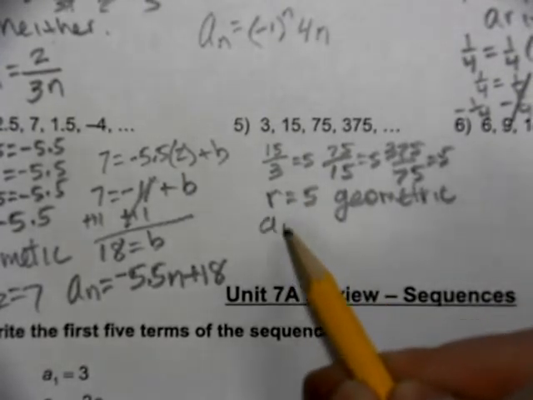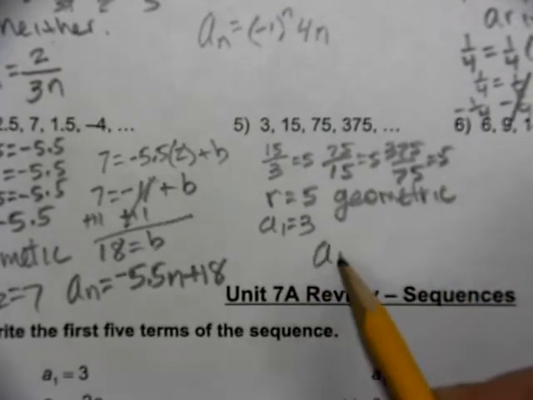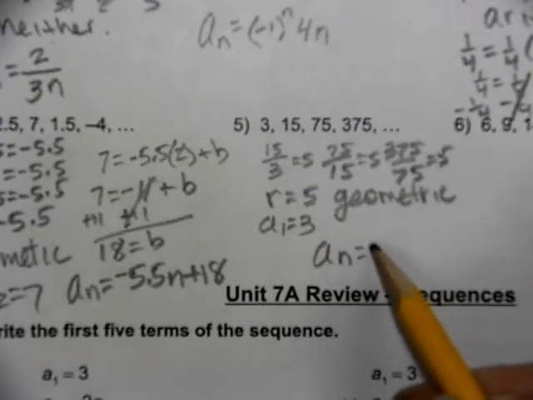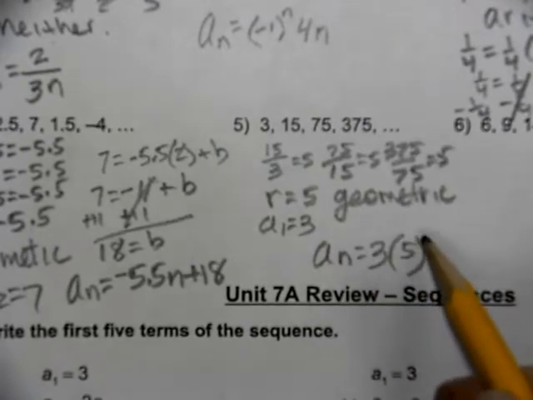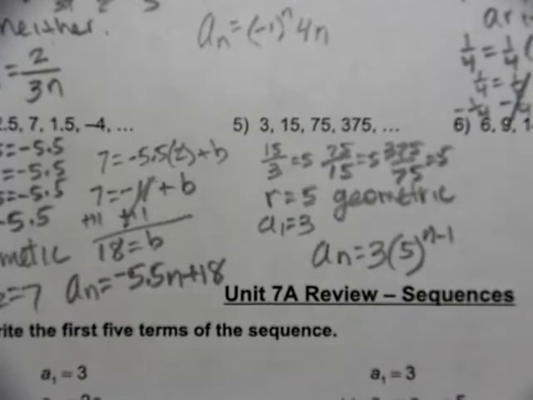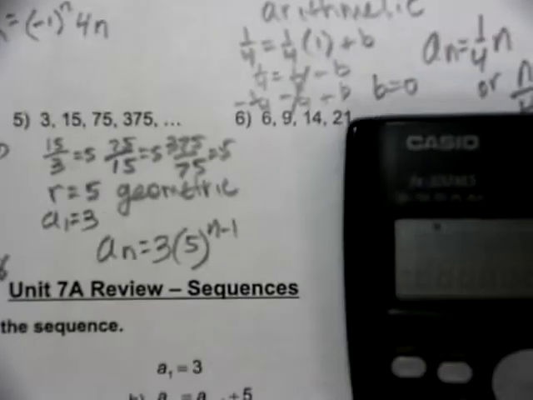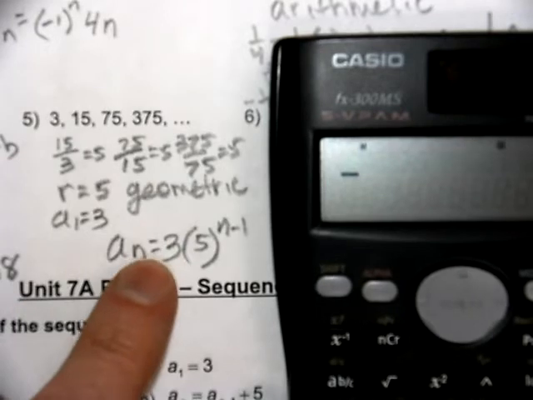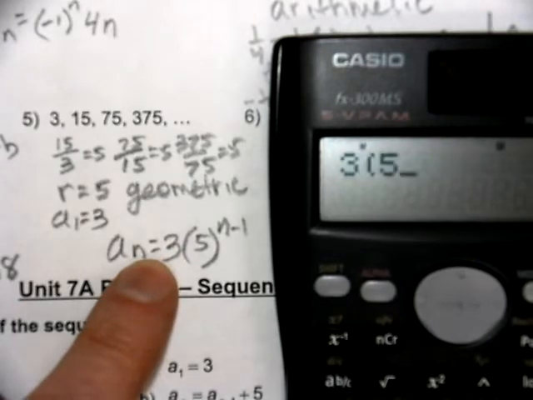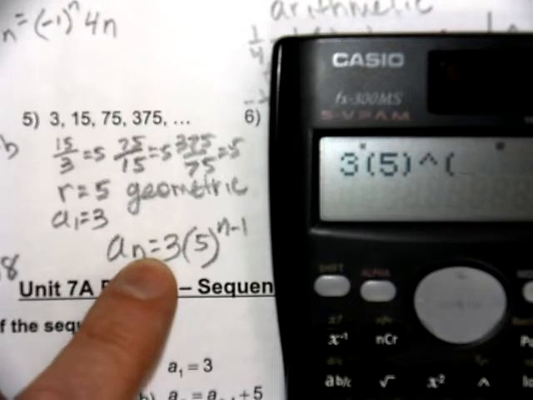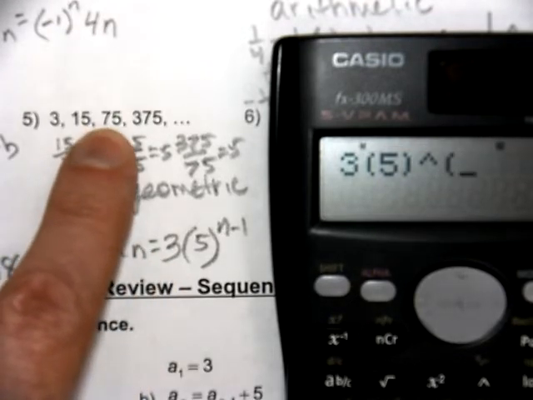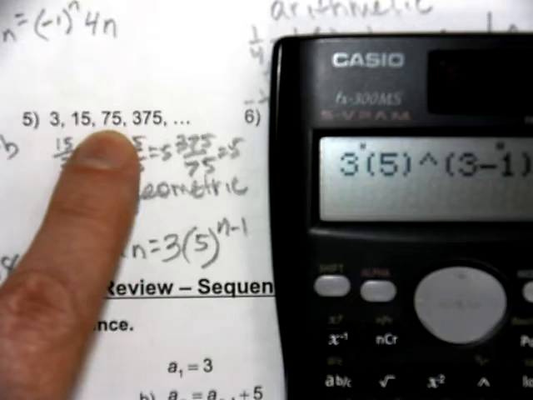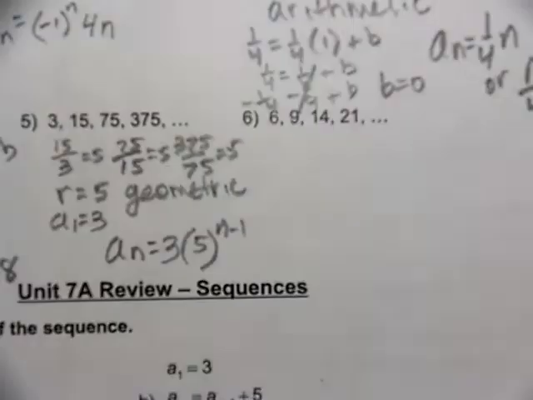I know my a of 1 equals 3, so it's real simple to write. It's 3 times 5 to the n minus 1. And we can test that out if we want to use our calculator to verify. 3 times 5 to the power, and let's look for the third one this time. So 3 minus 1 gives us 75.